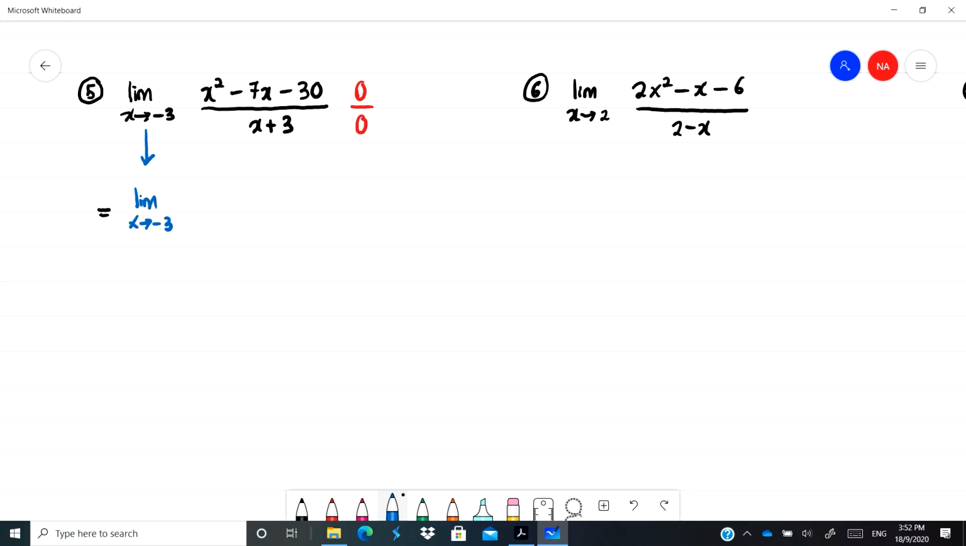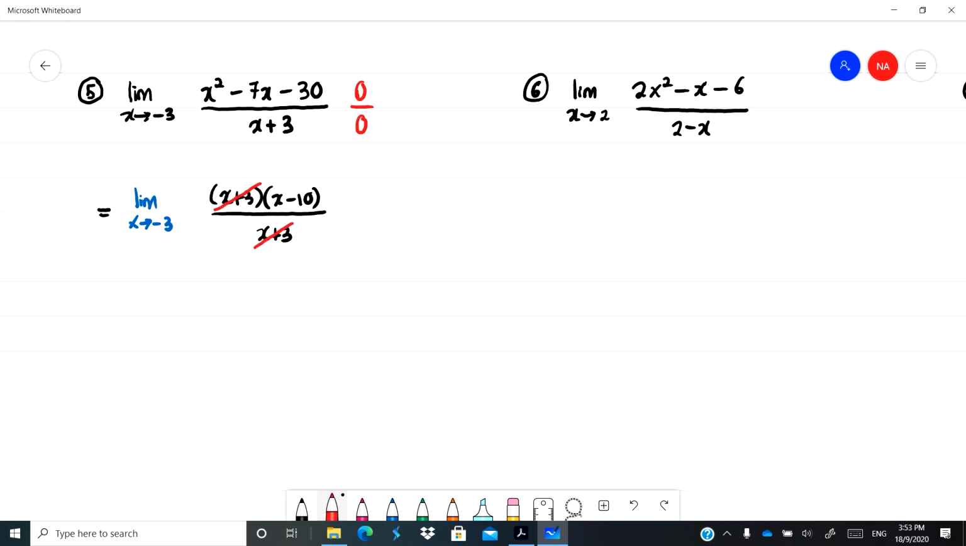But please, in the exam you don't have to put this arrow. This arrow is just for you to be clear about that. So you factorize the numerator. In this case, if you factorize your numerator, you'll get x plus 3, x minus 10. The numerator remains as x plus 3. Again, this is the same term, so you can cancel that.